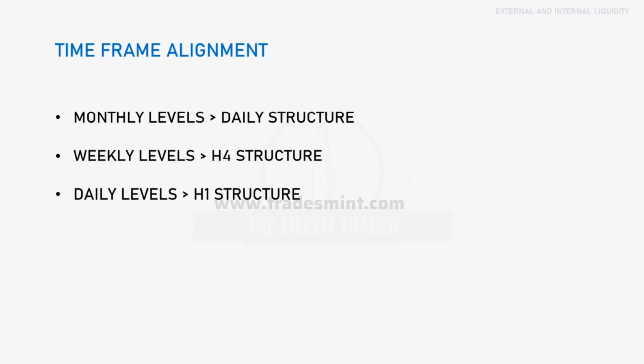We're going to be talking about time frame alignment. We're talking about monthly levels into a daily structure. We're going to be using weekly levels into a 4-hour structure. We can use a daily level into a 1-hour structure. So price is fractal, right? So understanding external to internal, we can use these different types of levels on the monthly, weekly, and daily levels and using their corresponding structure on the daily, 4-hour, and 1-hour.